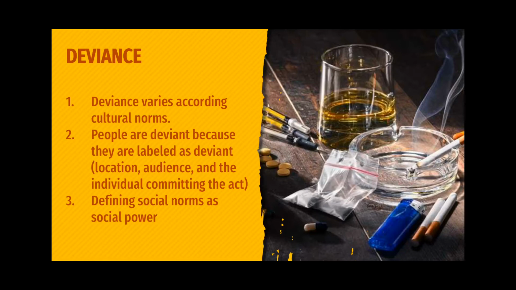So the first one, deviance varies across cultural norms. So what would be deviant in a given place may be not deviant in another. Probably, for example, wearing a skimpy bikini bathing suit is something that's deviant when you wear that in the classroom or in school or in church. But wearing a bikini in the beach won't cause you to get labeled as deviant, because that's a normal clothing when you are in the beach or in the pool.